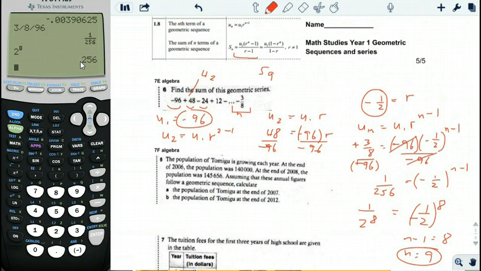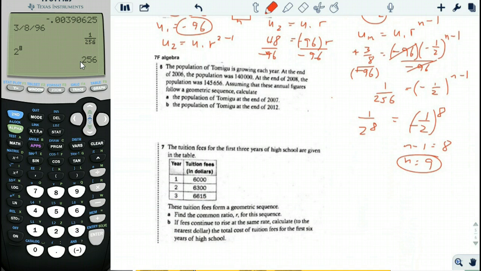And I'll do S9 equals, and then I put u1, which is negative 96, and then I multiply it times negative 1/2 to the 9th minus 1, all over negative 1/2 minus 1. So you put that in your calculator, you'll get the sum of this geometric sequence.